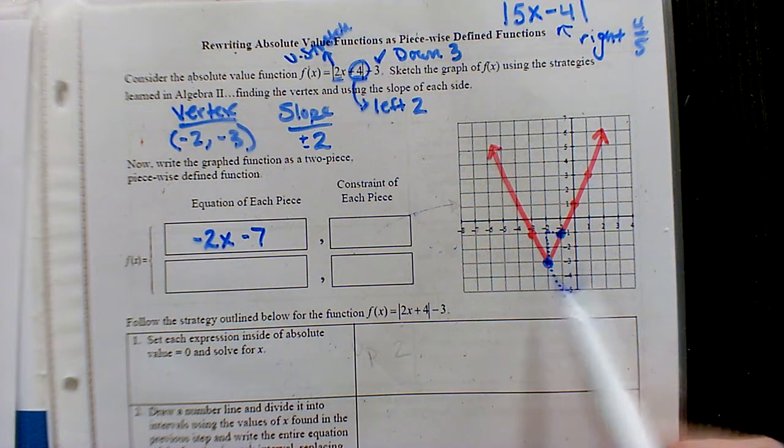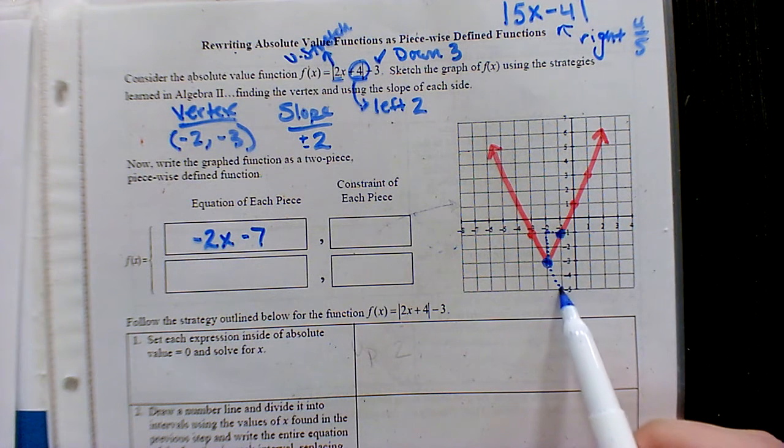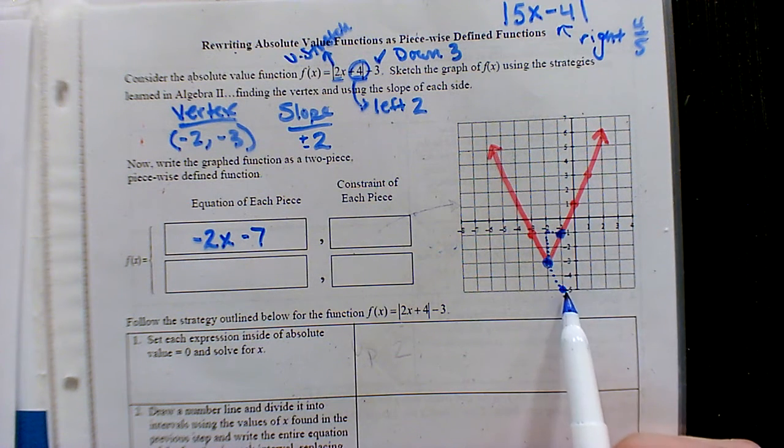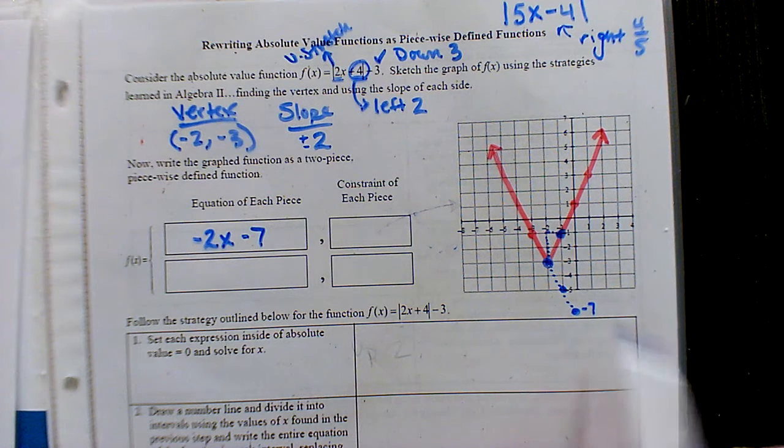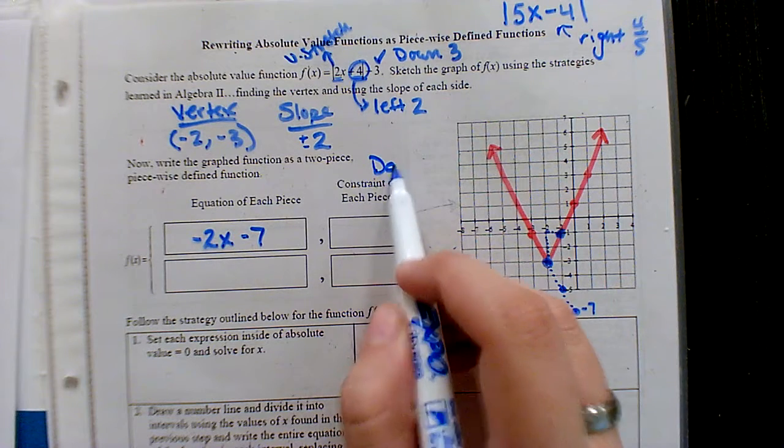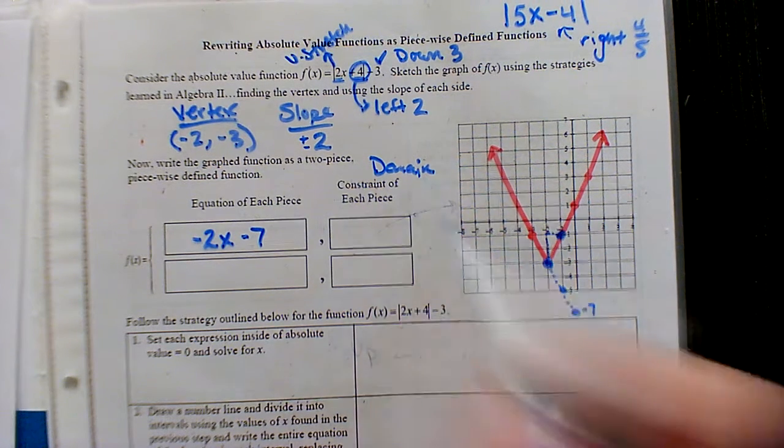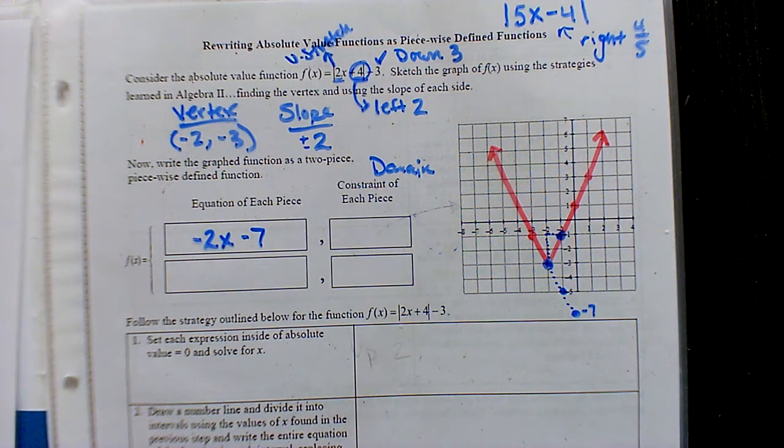If you continue to use the slope, down 1, right 2, you would be kind of closer to the y-axis. You'd have to go down 2 more and over 1. So down 2 from -5 would give you a -7 down there. Okay. What about the constraint? Can we figure out the domain of that line? How far left does it go? How far right does it go?